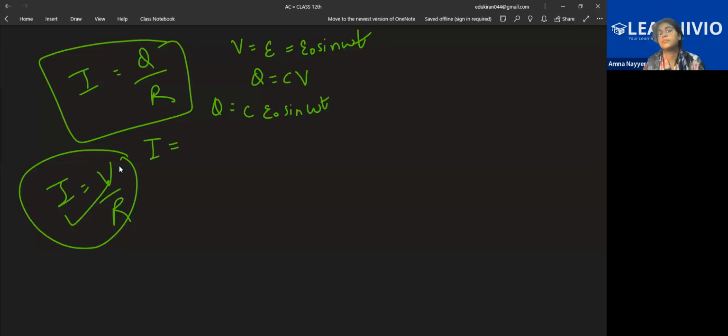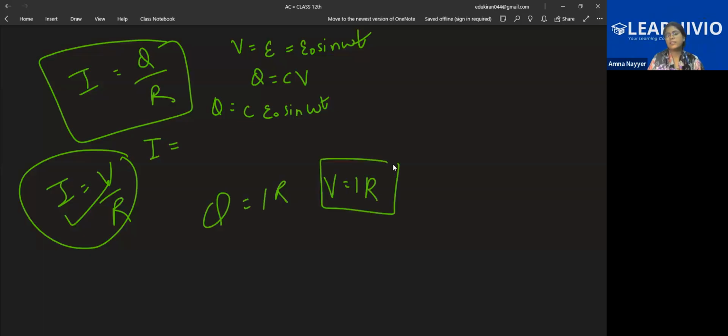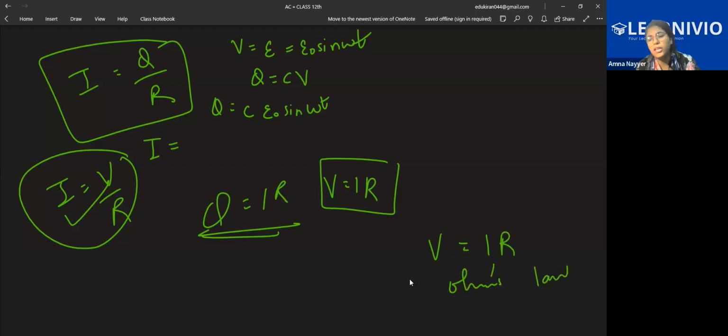Q is equal to IR. V is equal to IR is not existing. Why are you making the formula Q is equal to IR? The formula is V is equal to IR, which is Ohm's law. It means I have to take your test on current electricity also. You people have not revised it at all. Firstly, this is Ohm's law. Secondly, I want the formula of current in terms of charge.